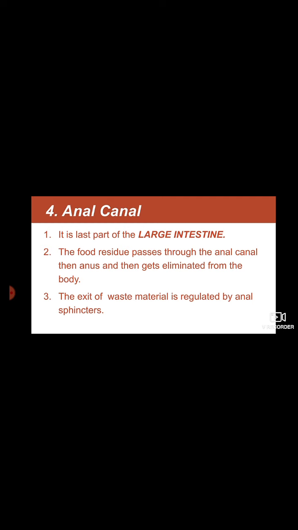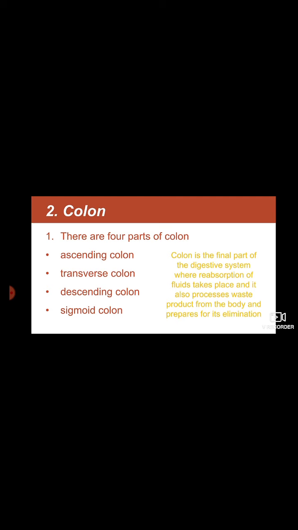Now, the last part of the large intestine is the anus, and it is also called the anal canal. The food residue passes through the anal canal, then the anus, and then gets eliminated from the body. Here in the diagram, the food comes from here, and this area is the rectum, and this last part is the anus, and the food gets eliminated from this part.